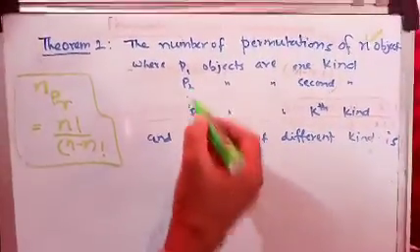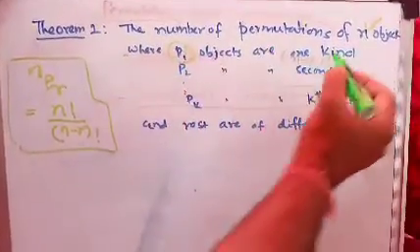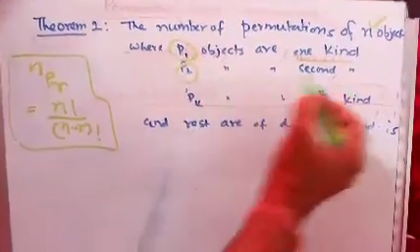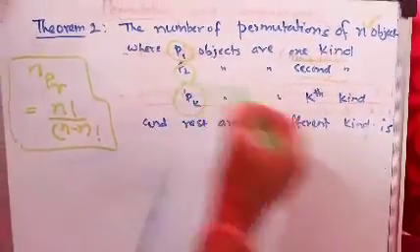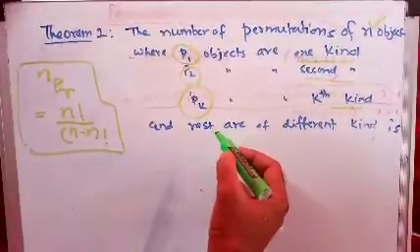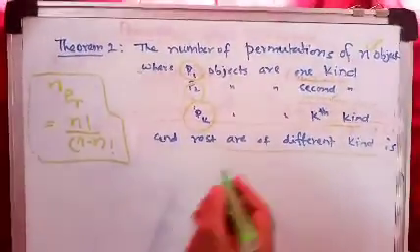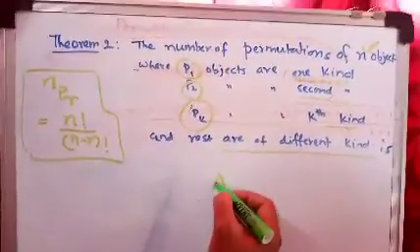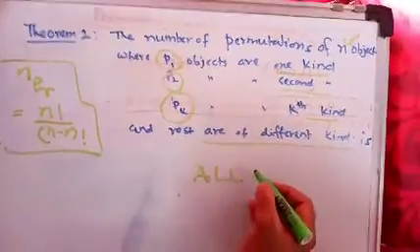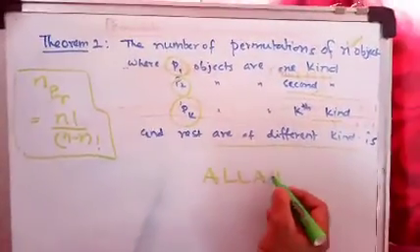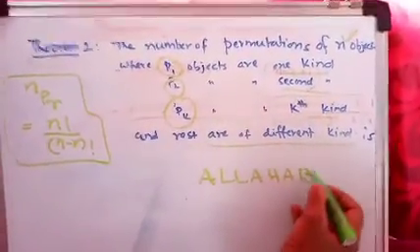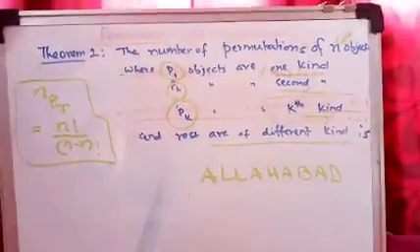Out of n objects, suppose p1 objects are of one kind, p2 objects are of a second kind, and pk objects are of the kth kind, and the rest of the objects are of different kinds. Suppose I write a word called ALLAHABAD. So this is the word Allahabad.